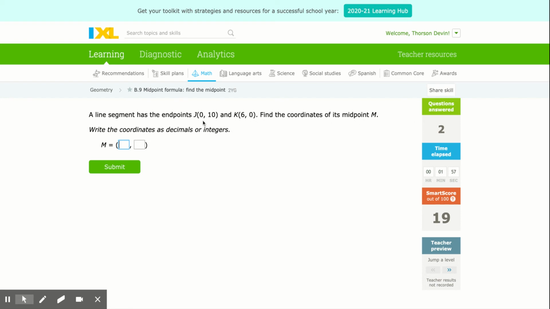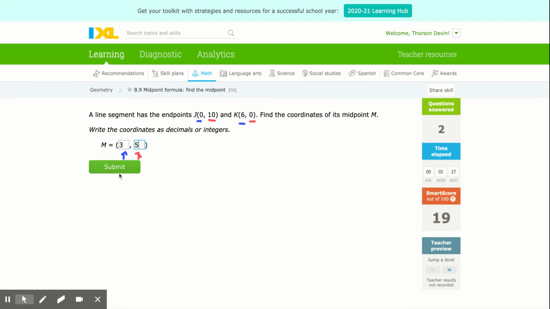We want to find the midpoint between (0, 10) and (6, 0). Well, what's the midpoint between 0 and 6? Well, 0 plus 6 is 6, divided by 2 is 3. That's the midpoint of the x values, and that's what we're doing. We're finding the midpoint of the x values. That's 3. Then we find the midpoint of the y values. What's 10 plus 0? Well, that's 10, divided by 2 is 5. So the midpoint of the y values is 5.